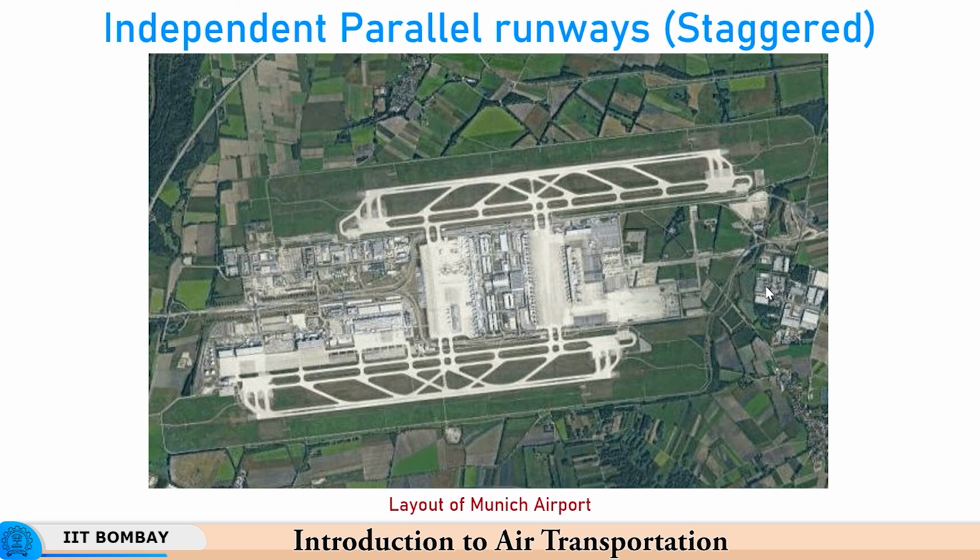Another example of independent parallel runways with the terminal building in between is the Munich airport. So, here you can see in a very small land area we have operation of this airport. There are these 2 main runways, both are parallel, but the gap between them, or the lateral distance between them, is so large that they can be used simultaneously because they are staggered. And this staggering basically means that the ends are not matching. This one is, you can see, it is staggered. Okay.